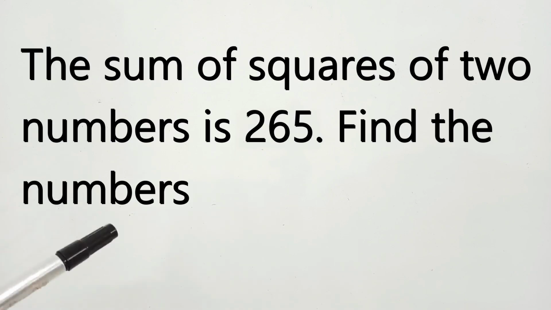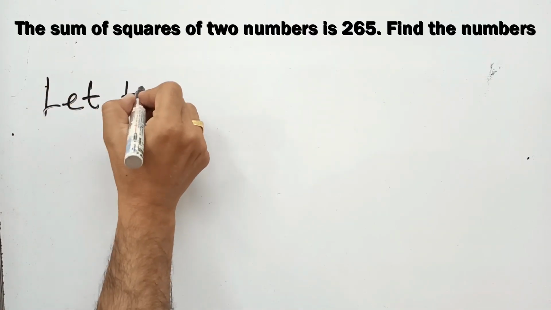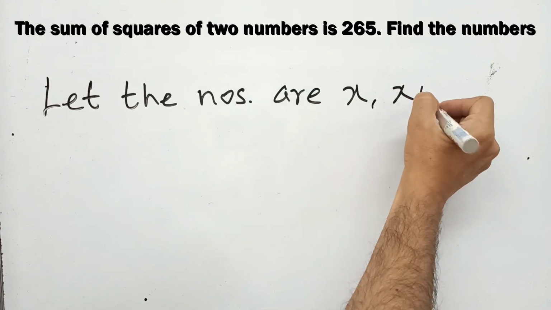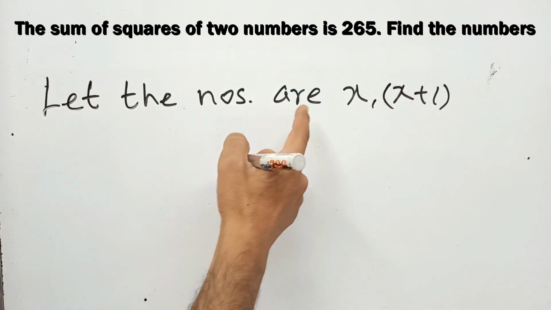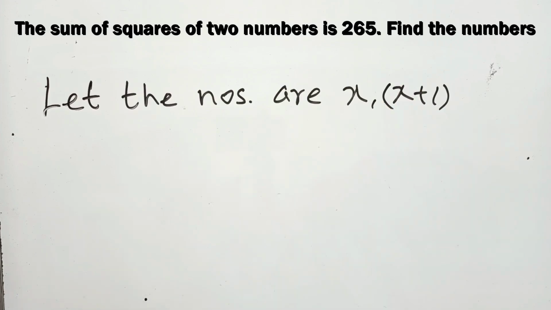The sum of the squares of two positive consecutive numbers is 265. Find the numbers. Let the numbers be x and x plus 1. Consecutive numbers, so they differ by 1.